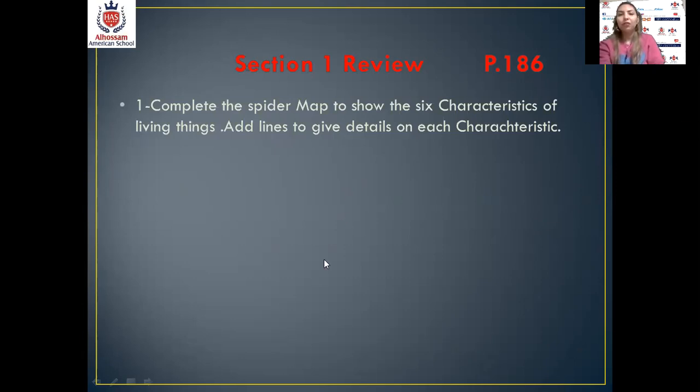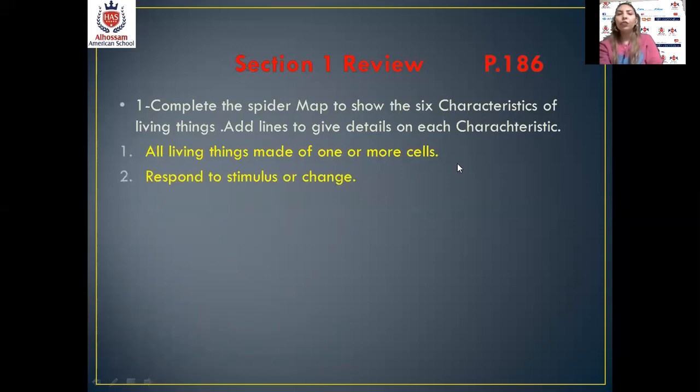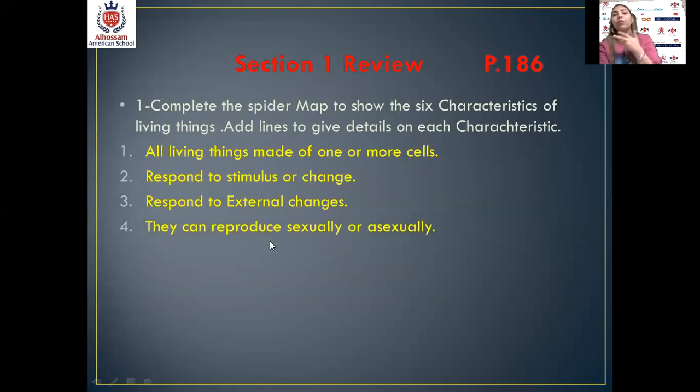Okay, so let me see. So you can write in your spider map, number 1, all living things are made of one or more cells. So the cell is the building block of your body. Number 2, respond to stimulus or change. Number 3, respond to external changes. Number 4, they can reproduce sexually or asexually. Number 5, do metabolism for energy. Number 6, they can grow. You can write. You have time to write.